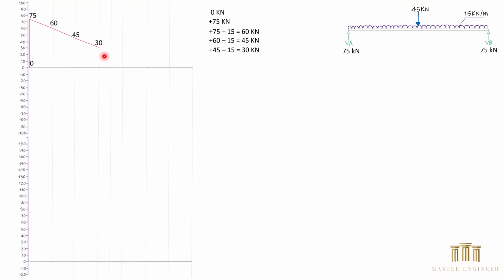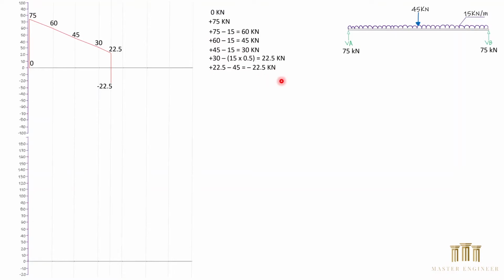Since we have the point load of 45 kilonewton acting downward, from the 30 kilonewton, we only move by half a meter until we reach the 45 kilonewton. Therefore, 30 minus 15 kilonewton of the UDL multiplied by half of a meter, which is 0.5, equals 22.5. Then we reach the 45 kilonewton point load acting downward. So positive 22.5 minus 45 kilonewton, it will be a straight line all the way down to minus 22.5 kilonewton.